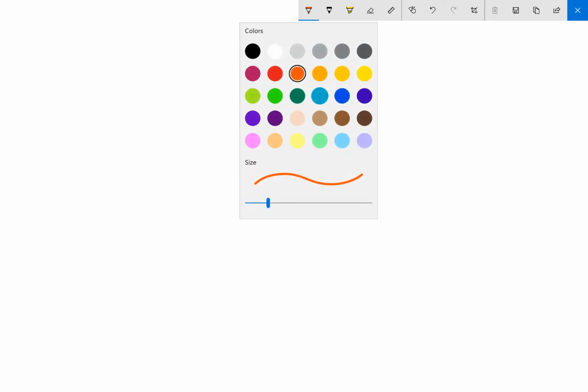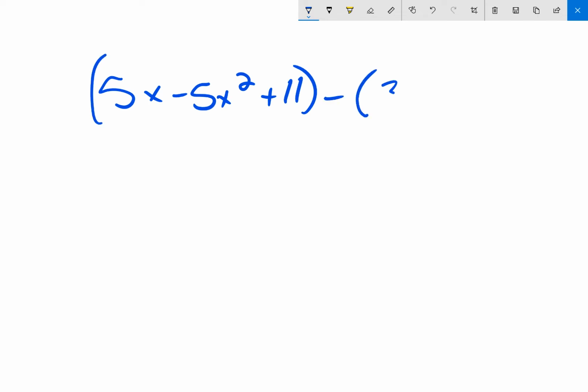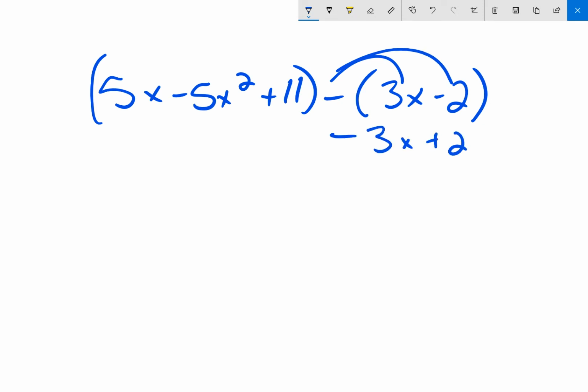Number 5, subtraction. So not really that much harder, but you got to be careful. 5x minus 5x squared plus 11 minus 3x minus 2. So here's what I do. I immediately distribute this negative and then rewrite that so I don't even have to worry about subtraction anymore. I know it's minus 3x and I know it's plus 2. So now I'm just going to do basically normal combining of like terms.